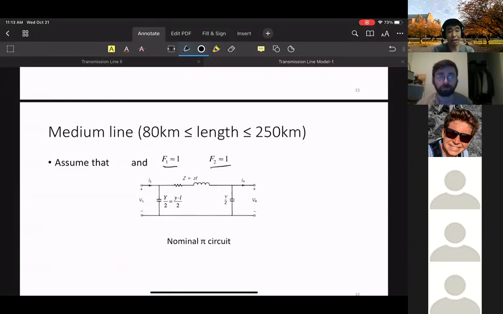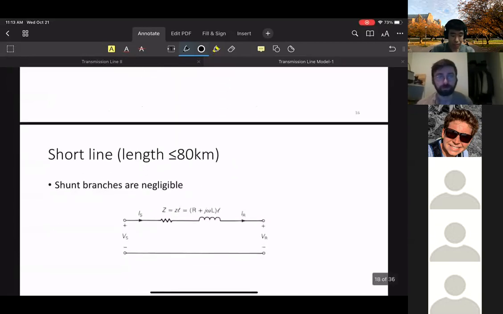Then for short lines, we're really lazy. We're going to ignore the shunt. We forget the correction factor, and we'll just have an impedance for the line. Most times, for example when you read an academic paper, we actually ignore the shunt branches. It makes things more tedious and doesn't really change the answer by all that much, so we ignore the shunt.